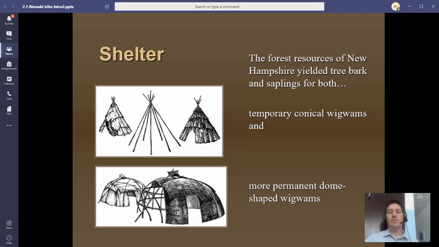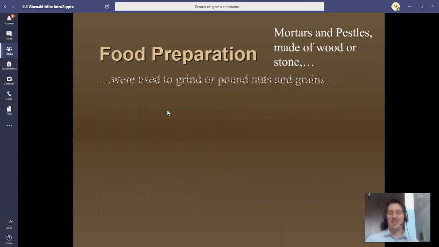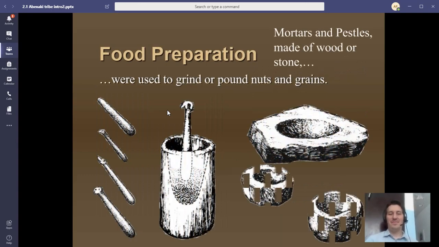So if you remember Old Man Winter, he was in his wigwam from the story, right? Well, that's this. This is a picture of a wigwam. Same as this. So now when we read the story and you see the word wigwam, you know what it is. Food preparation. This is how they prepared food.